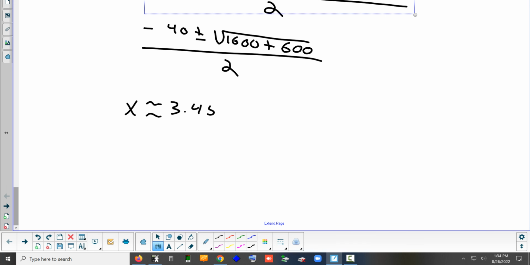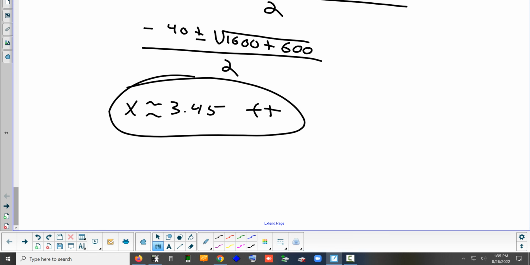Now, when you do a quadratic formula problem, how many answers are there? 2. The sidewalk can't be 2 different widths. What kind of number do you think I would get if I did the other answer, negative 40 minus the square root, over 2? I'd get a negative. So you don't even have to worry about the other answer, because it just wouldn't make sense in this problem. You could try it. But that's the width of the sidewalk, 3.45 feet.